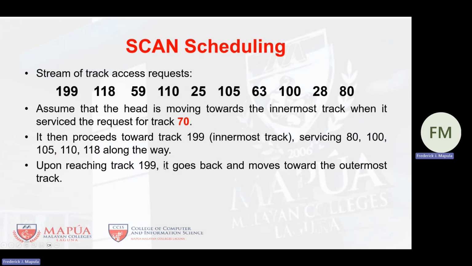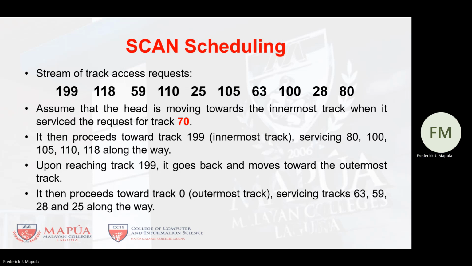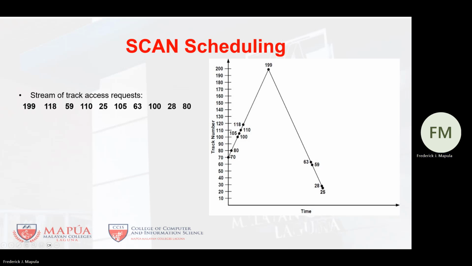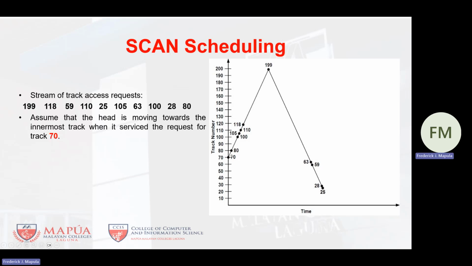Upon reaching track 199, it goes back and moves towards the outermost track. It then proceeds towards track 0, the outermost track, servicing tracks 63, 59, 28, and 25 along the way. Okay, so let's see it in the graph. Now, this is from 70, the current servicing track is 70.